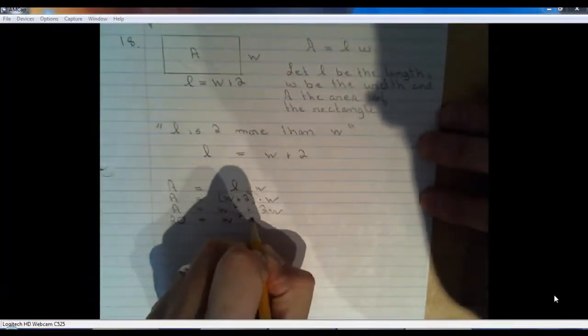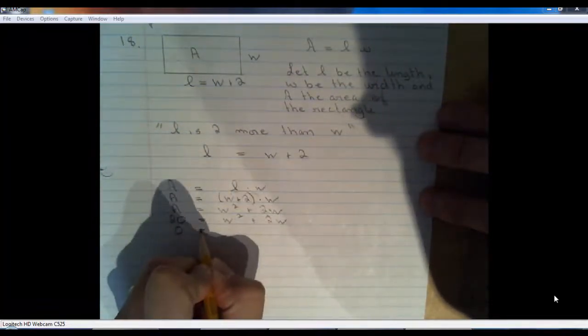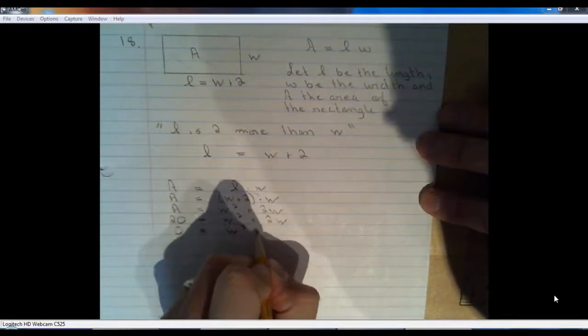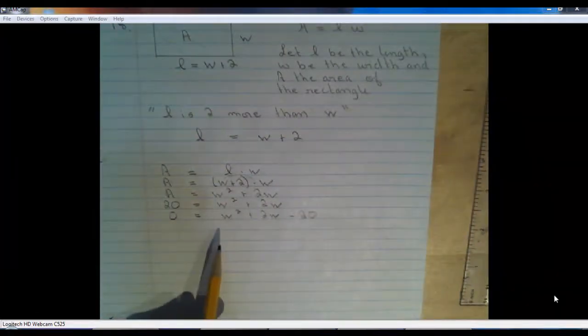Okay, this is great. We've got a quadratic. Our y value is A and our x value is W, the width of the rectangle. And now we go back to our problem. It says the area of the rectangle is 20 meters squared. So we're going to replace the area here with 20. But W squared plus 2W, and we're going to send everything over to one side. Perfect. A nice quadratic in descending order of degree: W squared plus 2W minus 20.